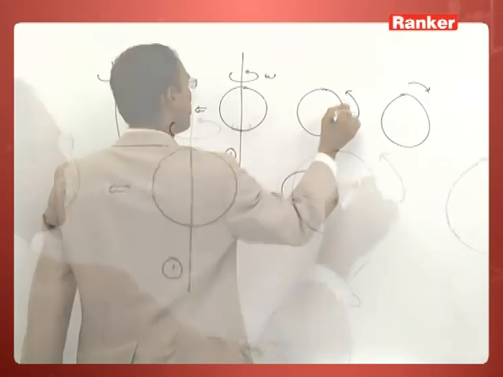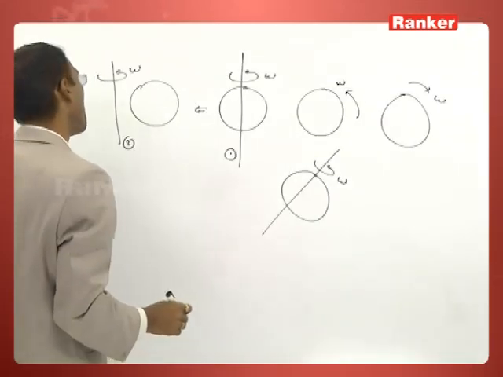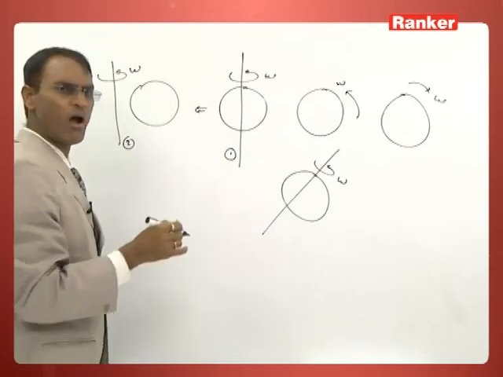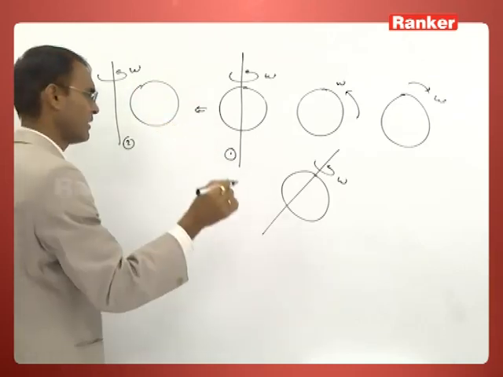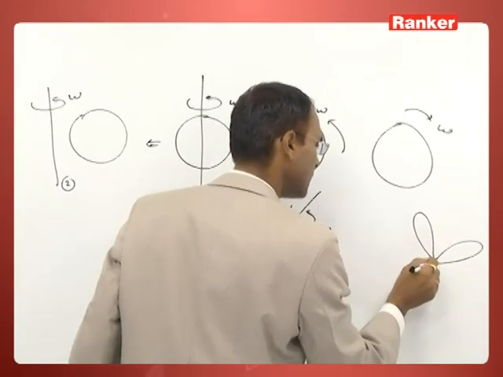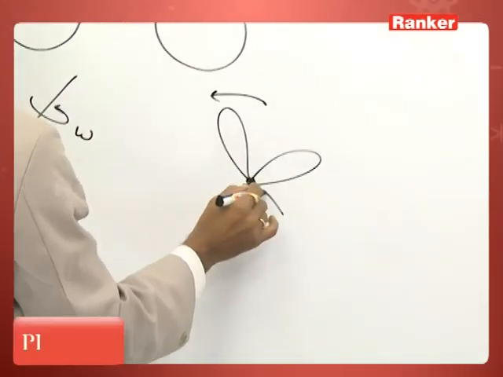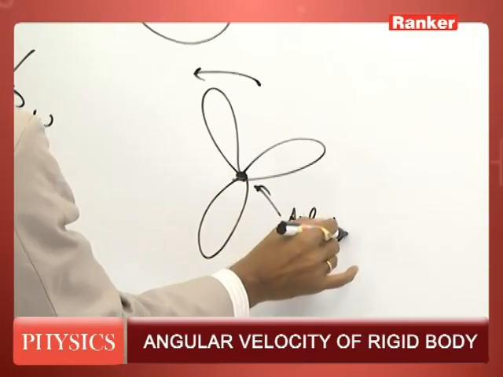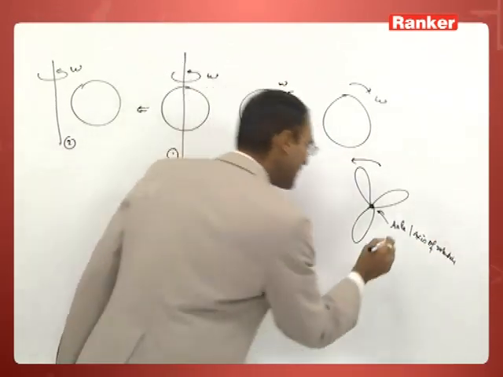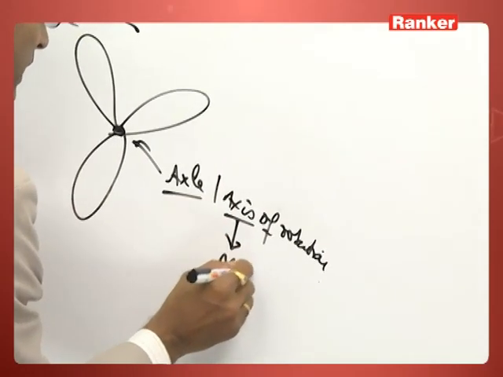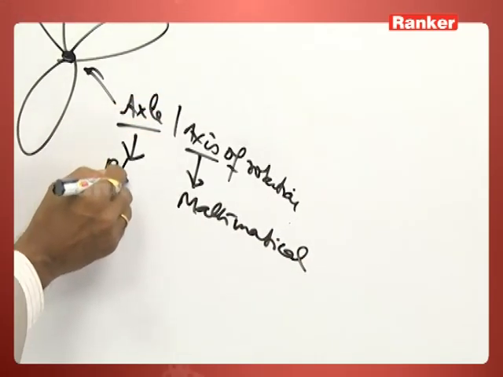When the ball rotates in this way, or in this way, you are not pivoting or constraining the motion of the rod, or the object, or the ball, like you constrained the motion of the fan. This is the axle, and the axis of rotation passes through the axle. Axis is a mathematical concept, and axle is a physical concept.